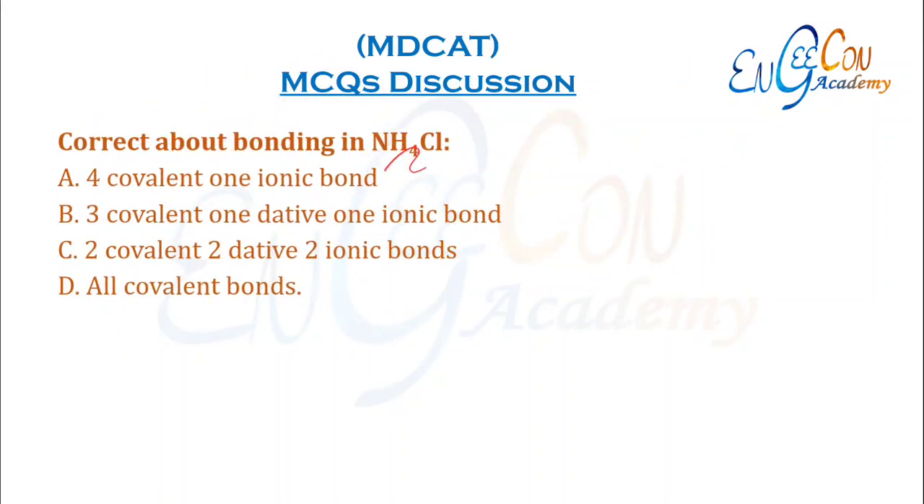Correct about bonding in NH4Cl. So in NH4Cl we have 3 hydrogens attached through covalent bond with nitrogen. Now nitrogen gives one of its lone pairs to H plus and forms a coordinate covalent bond, and with this positive ammonium ion, Cl negative ion is attached through an ionic bond. So in this compound we have 3 covalent, 1 dative or coordinate bond and 1 ionic bond, so B is the correct option.